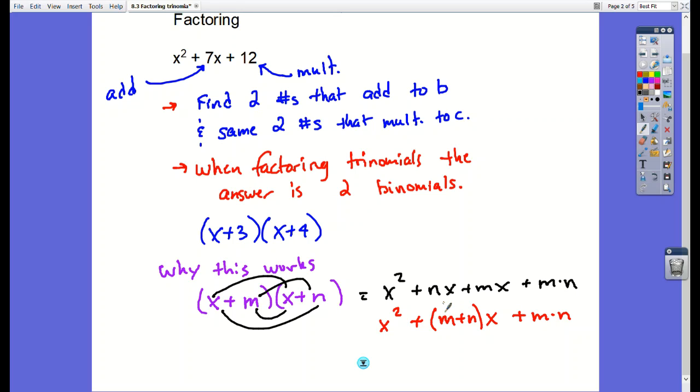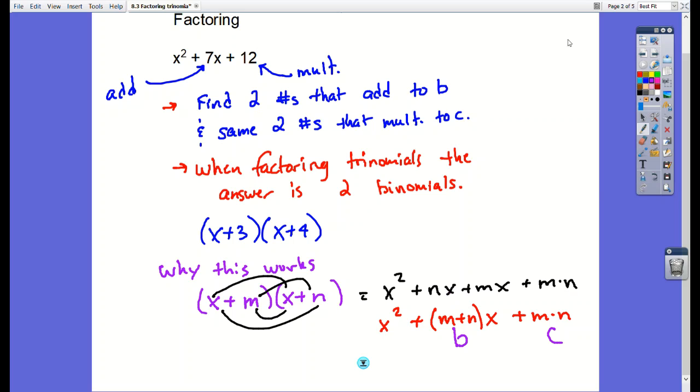So really what we have is this is your b, and that's your c. So this is where the two numbers that add to the middle and the same two numbers that multiply to the end, if you use FOIL in something like this, this is where it comes from, right? So this is the why it works.